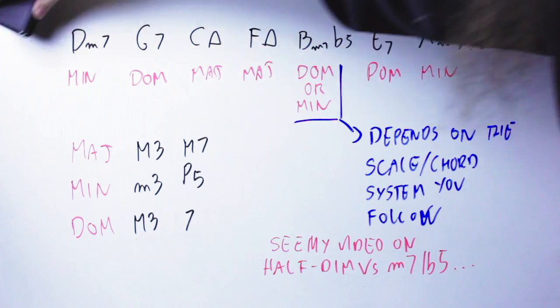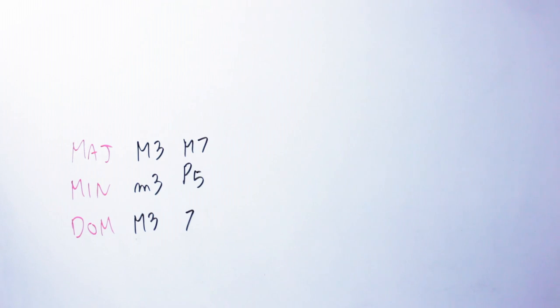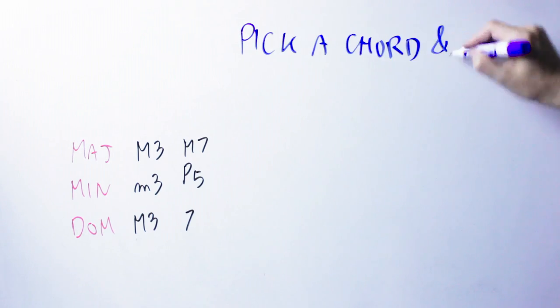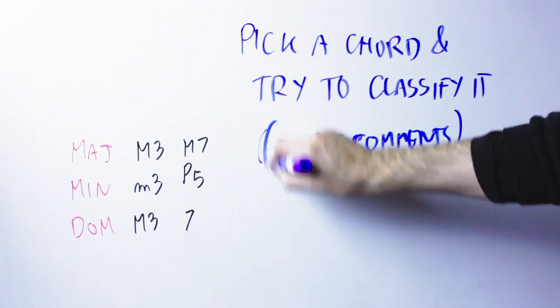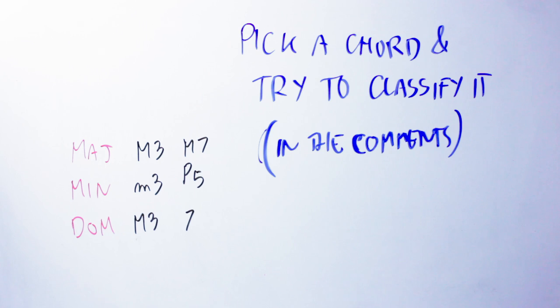Now, what I want you guys to do, your homework, if you choose to accept it, is pick a chord and then in the comments write down if you think this chord is major, minor, or dominant 7. And I'm going to read your comment and then I'm going to comment on that and/or make videos on that to help you understand this classification.